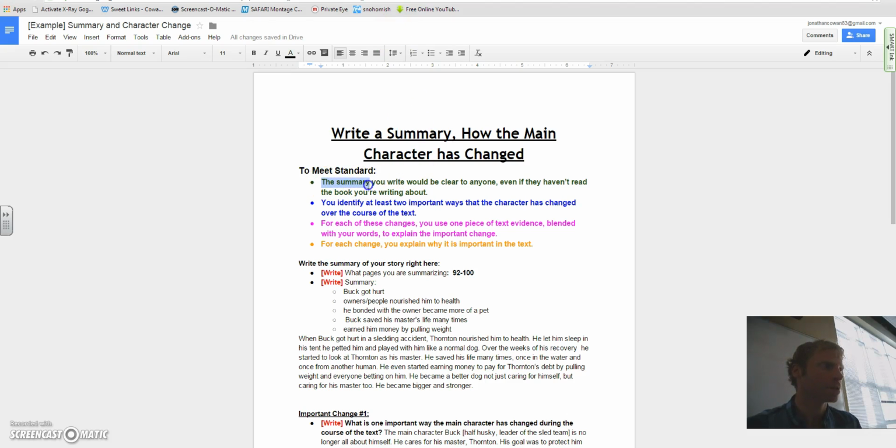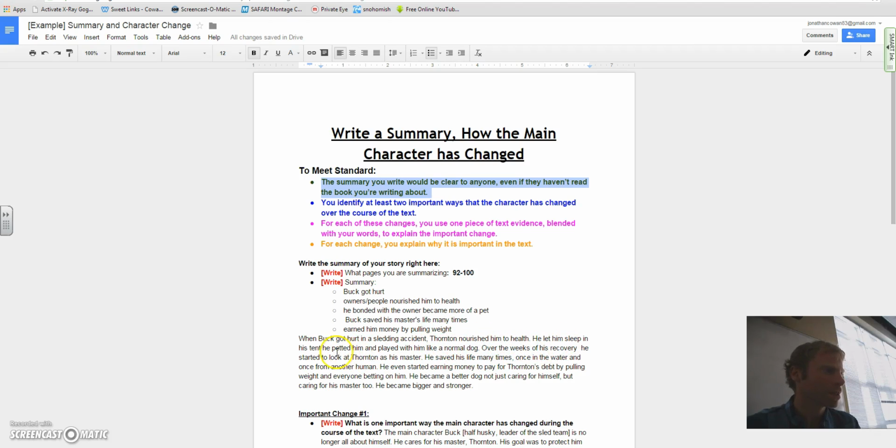So let's start. To meet standard, the summary you write needs to be clear to anyone, even if they haven't read the book that you're writing about. So let's read the summary. "When Buck got hurt in a sledding accident." Okay, so this person assumes I know who Buck is, but they've written 5 summaries so far. So I do. "Thornton nourished him to health.